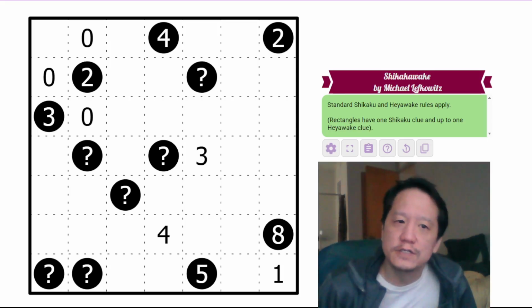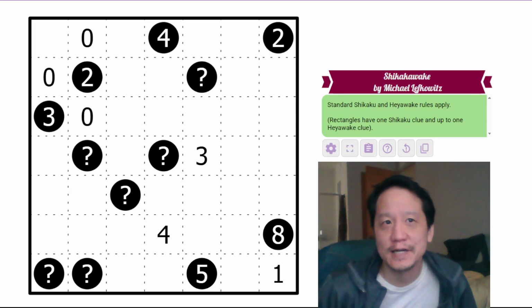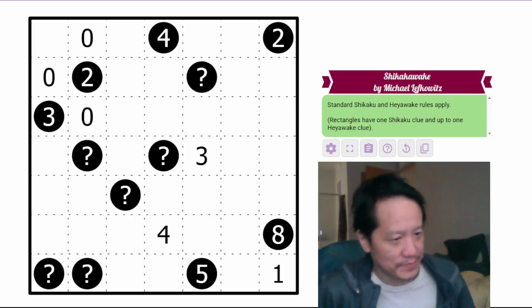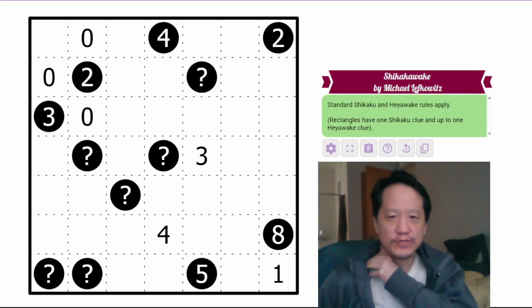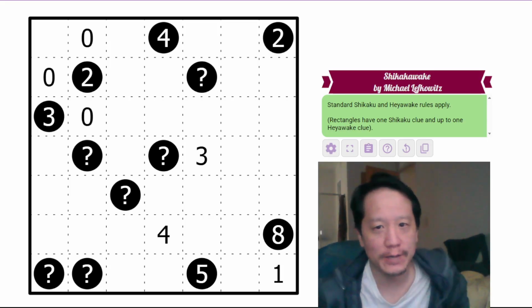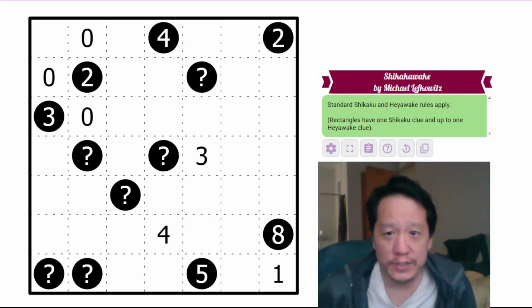And this is today's... well, it is considered an easy level puzzle, but it's another type of puzzle. So it's not a normal Sudoku variant. I hope you enjoy this.